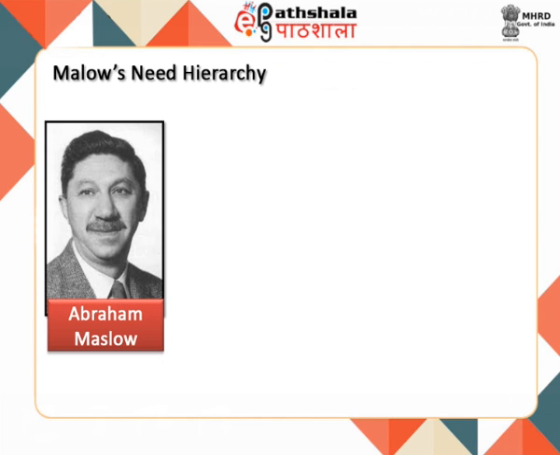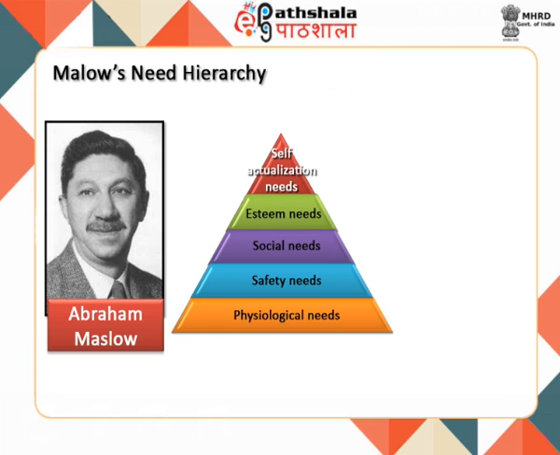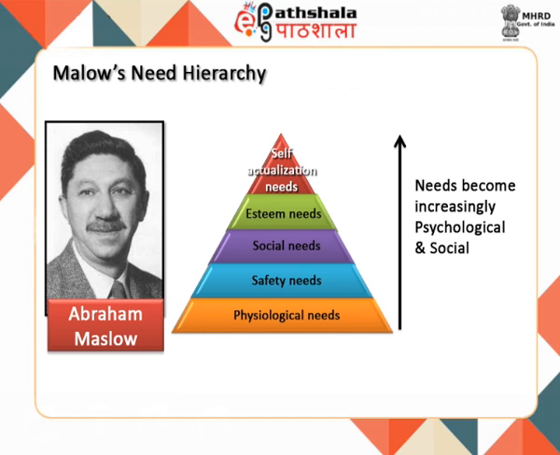Abraham Maslow identified sets of human basic needs and suggested that they could be arranged in a hierarchy based on their importance to the individual. The individuals have physiological needs, safety needs, social needs, esteem needs, and finally, self-actualization needs. This hierarchy suggests that people are motivated to fulfill basic needs before moving on to other, more advanced needs. As people progress up the pyramid, needs become increasingly psychological and social. Maslow emphasized the importance of self-actualization, which is a process of growing and developing as a person in order to achieve individual potential.